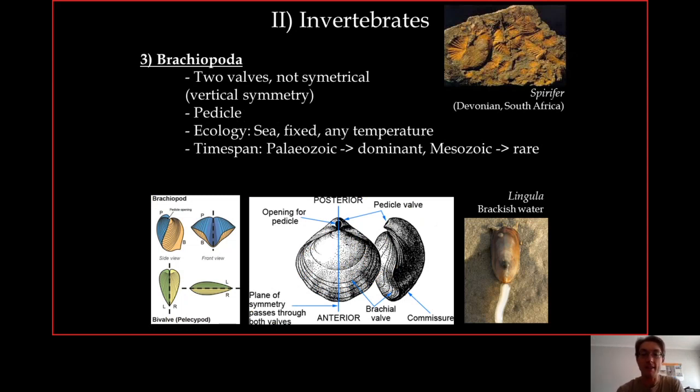And actually the reason why this time span is like this, it's because there is another group of invertebrates that is dominant in the Paleozoic and that becomes rare in the Mesozoic. So they have the opposite distribution in time than the bivalves, and they look very much like bivalves, and it's the brachiopods. So the brachiopoda, they are not even mollusks. They are a group on their own. They are not mollusks, but like the bivalves, they have two valves. And the only way to differentiate them is to look at the symmetry.